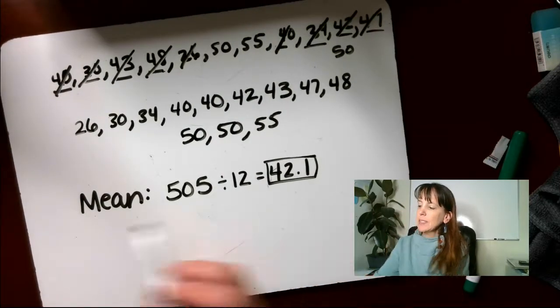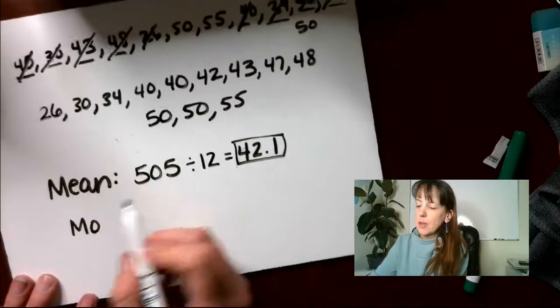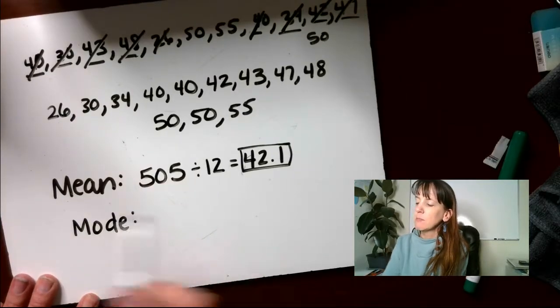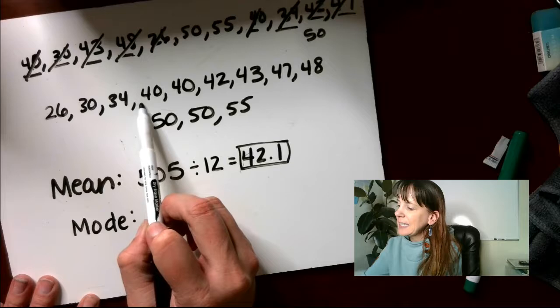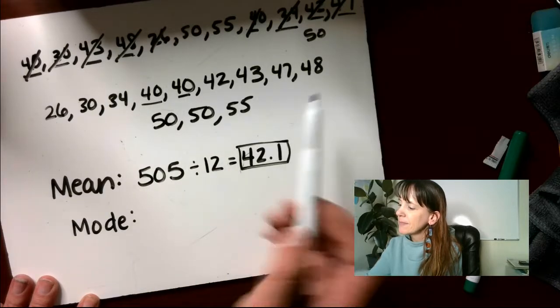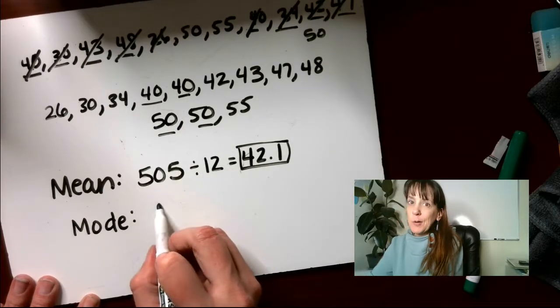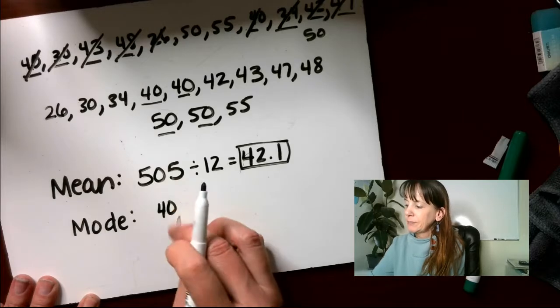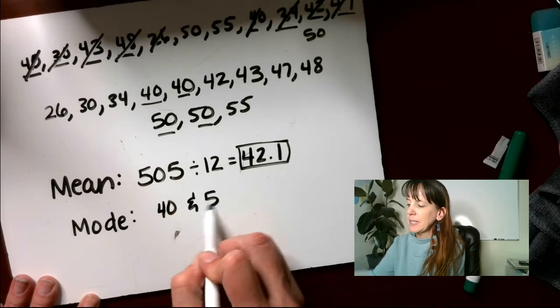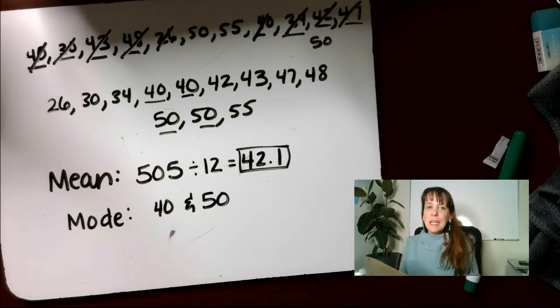Now, the next one is our mode, which is the most often. Mode is most often. It looks like I see a 40 and a 40 and a 50 and a 50. So the mode is going to be both 40 and 50.